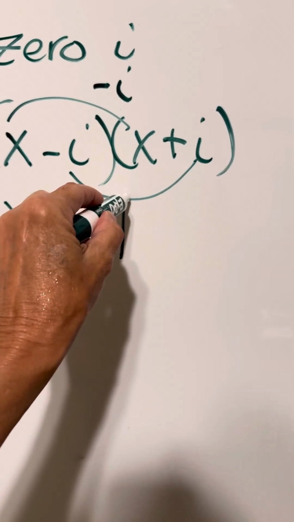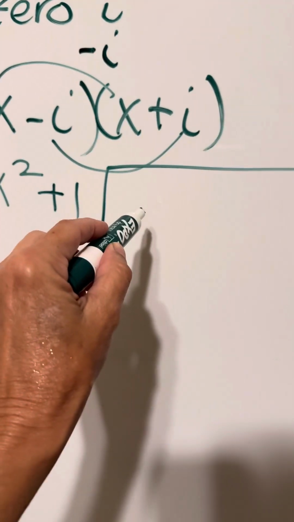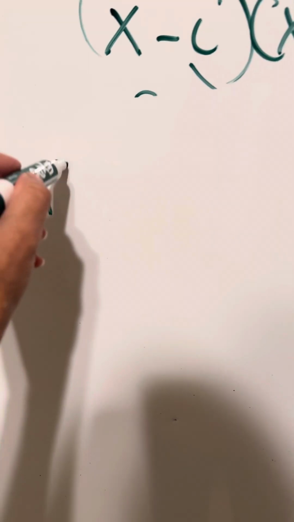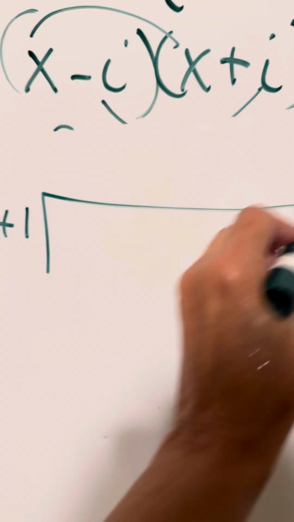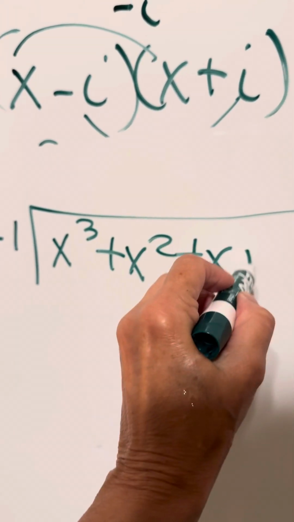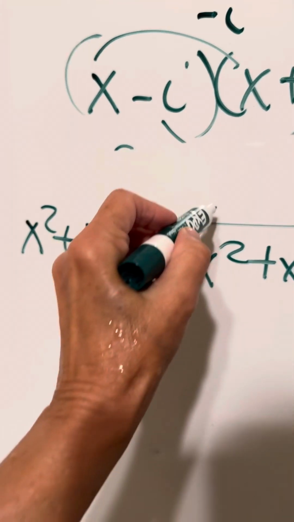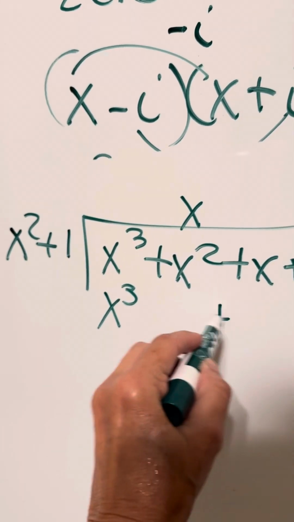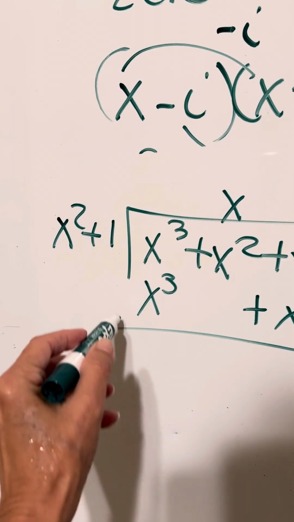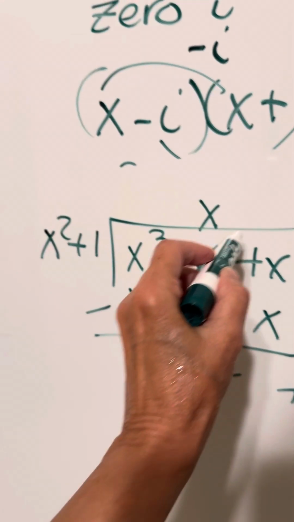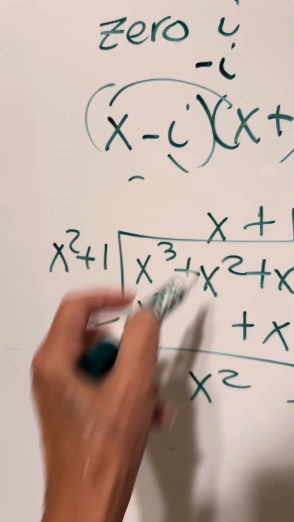Then you can do long division to factor. Well, let me write this down a little bit further. x squared plus 1 divided by x cubed plus x squared plus x plus 1. x cubed divided by x is x. That's x cubed. You distribute it. Plus x. Subtract. So you're left with x squared plus 1. So it's just x plus 1.